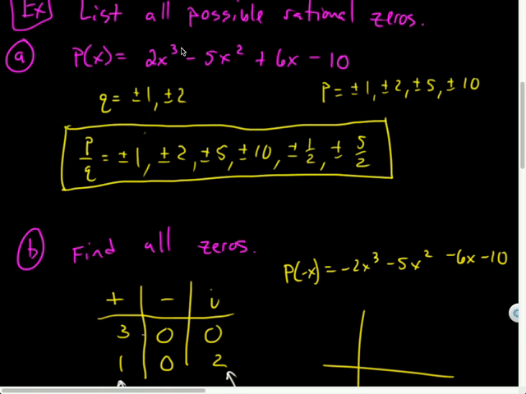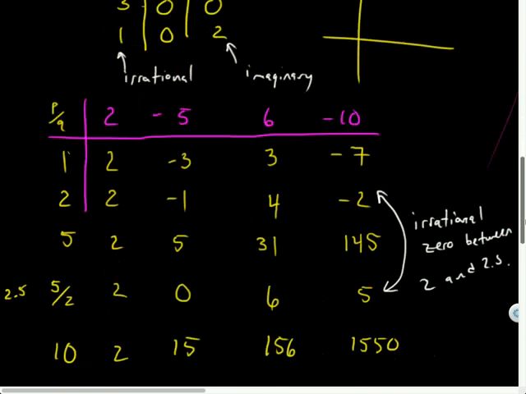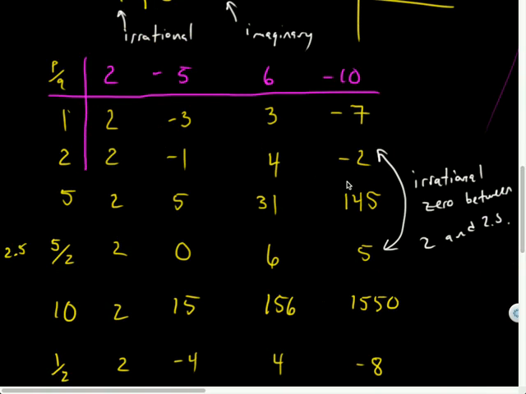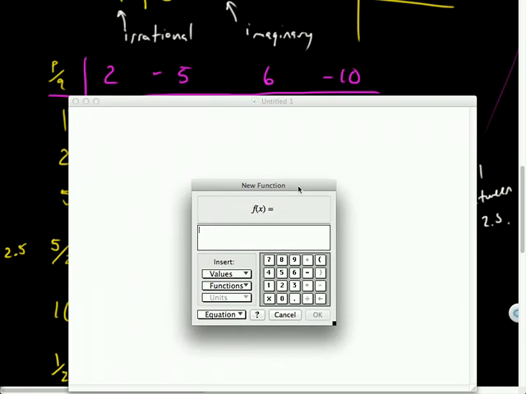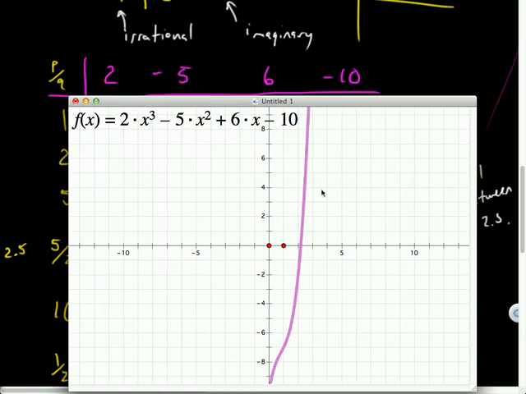We know that it's likely got 2 imaginary solutions, and we don't know how to find those. And it wasn't any of the rational ones. Let me pull up a new little window and graph this to see what's going on, so at least we can get some conclusive results. So 2x to the third minus 5x squared plus 6x minus 10.